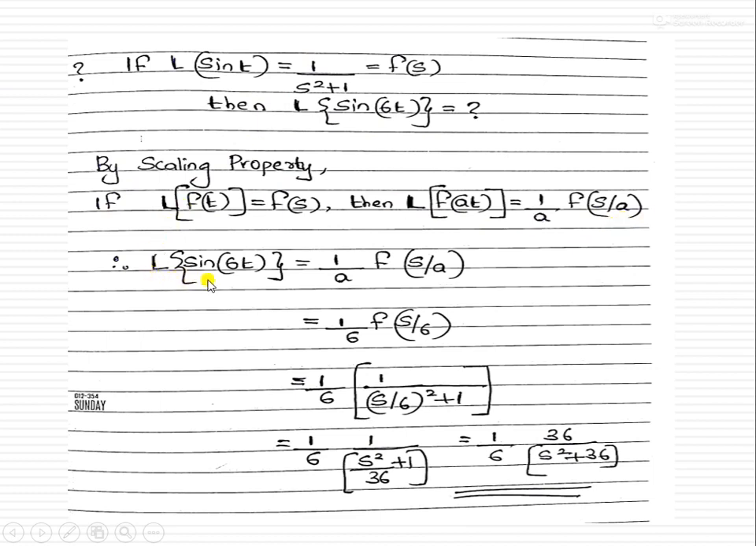So the Laplace transform of sin 6t can be written as 1 by a into F of s by a. Here a equal to 6, that is 1 by 6 into F of s by 6. Here we know that the Laplace transform of f of t equal to F of s. So given that L of sin t equal to 1 by s squared plus 1, that can be called as F of s. So F of s by 6 can be written as 1 by (s by 6) whole squared plus 1. So finally we get 1 by 6 into 36 by s squared plus 36.